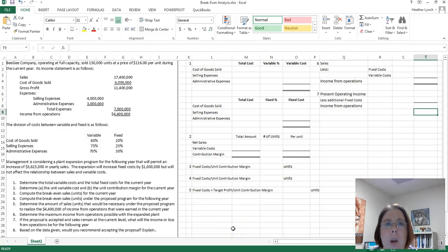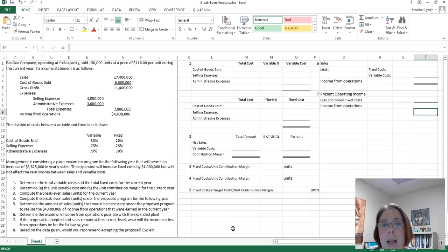Hi everybody, we're back. So chapter 19, we're dealing with break-even analysis. I'm just going to go through a quick example of 7 different scenarios and then decide would we recommend this proposal.